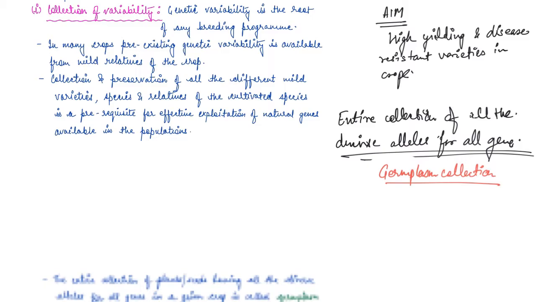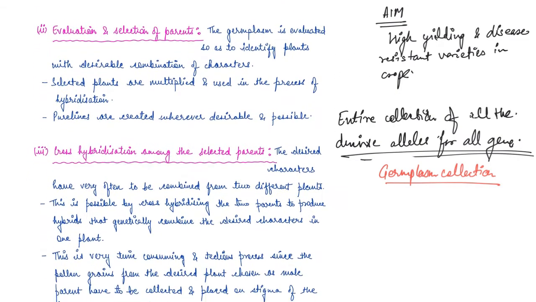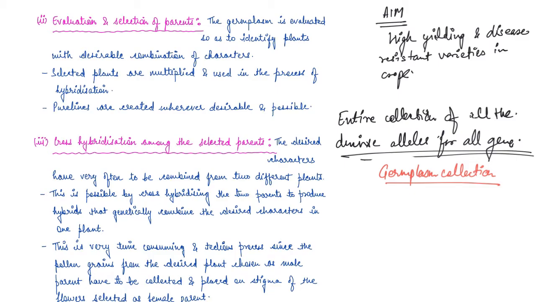Then what we do? Then we evaluate and select the parent crop, right? The parent plant. This germplasm collection is evaluated to identify plants with desirable combinations of characters. So whatever kind of yield we need, as per that we choose the parent, and these selected plants are multiplied and used in the process of hybridization. Where we need pure lines, we create pure lines. Where we need hybrids, we create hybrids.